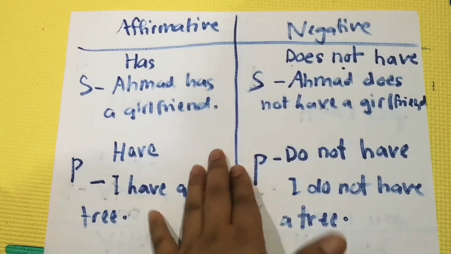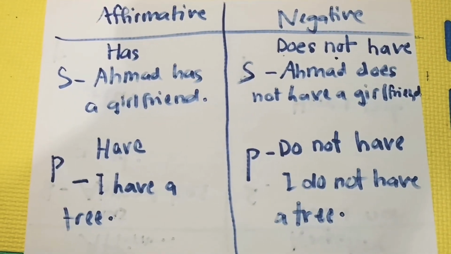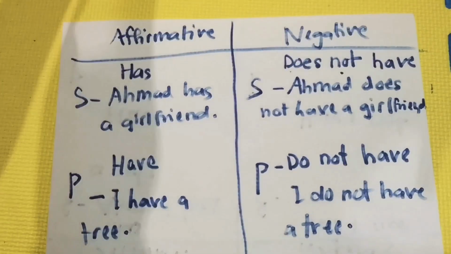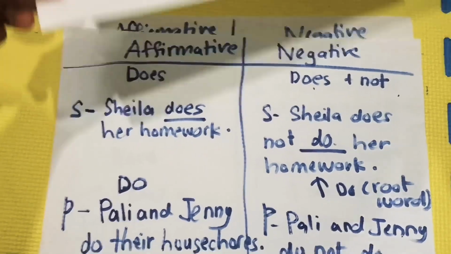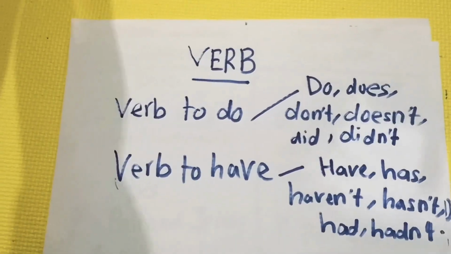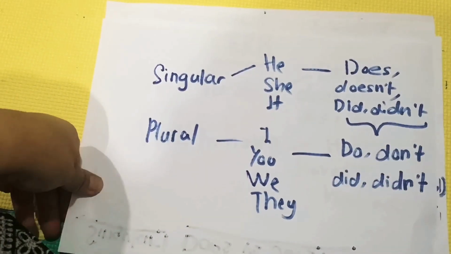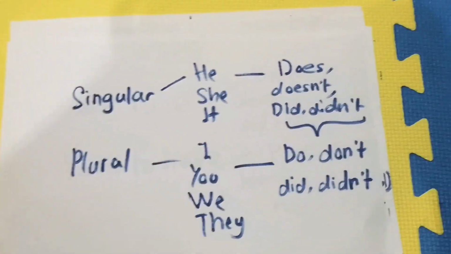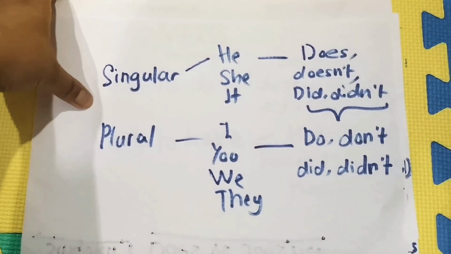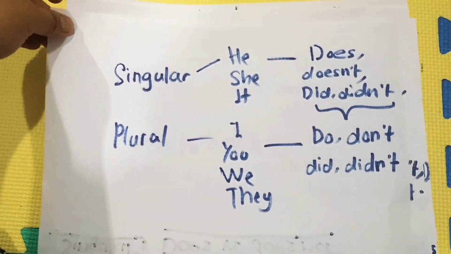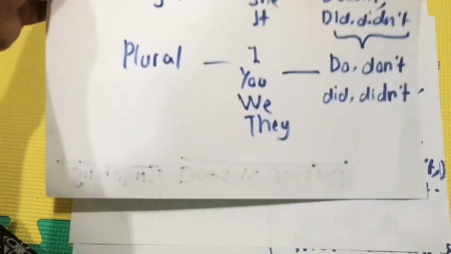Okay, so this is everything that I could teach you about verb to have, verb to do, the types, and the category based on singular and plural. So in our next lesson, I'll be showing more about how to use this verb when you want to ask a question.